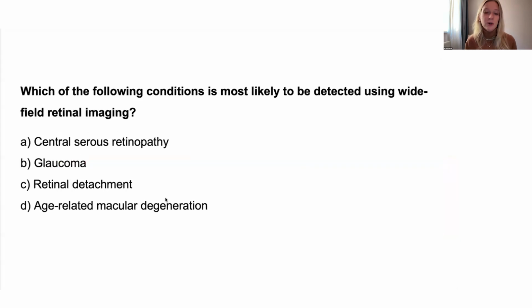And here is one more question that I'd like you to answer. Please note which of the following conditions is most likely to be detected with the wide field retinal imaging. Most of you are right, a retinal detachment can be detected.